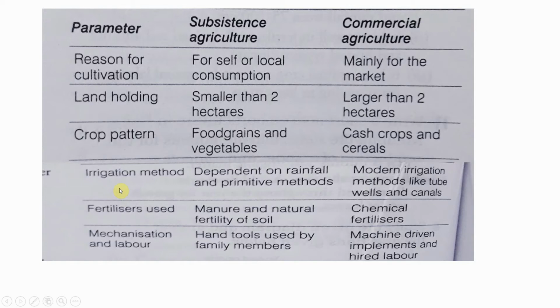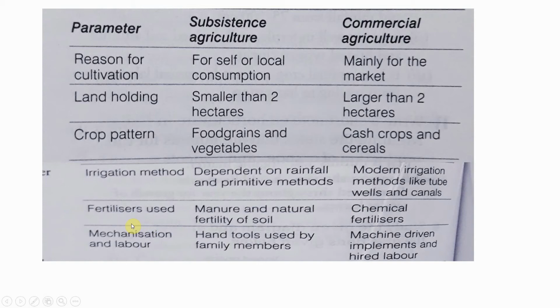Then, subsistence farming and commercial farming can also be differentiated on the basis of the irrigation method used. In subsistence farming, generally the farmer depends on rain for irrigating his field and uses primitive methods. Whereas in commercial farming, the farmer uses modern methods of irrigation for irrigating his field, like tube wells, canals, etc.